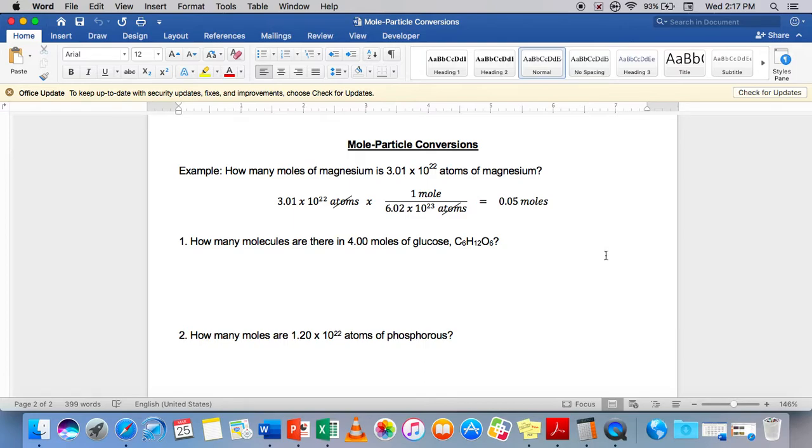Just like all of the other problems, let's figure out what we need to get to and what we're given. Well, it says how many moles. So we know we're going to have to finish in moles. That's our question, that's our ending point. And we know we have 3.01 times 10 to the 22nd atoms. If you remember from my other videos, I talked about atoms as a type of particle. So that's our starting point.